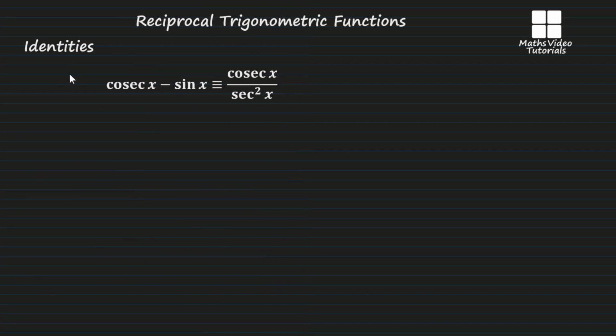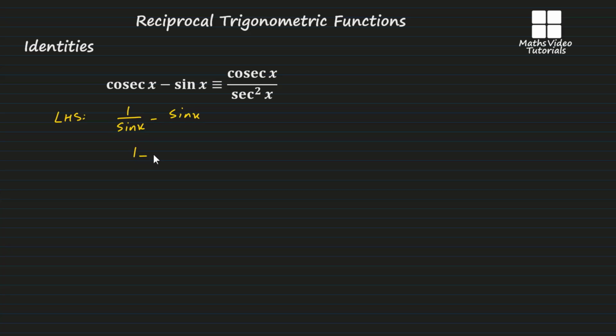Alright, we've got another one to prove. Cosec x minus sine x identical to cosec x over sec squared x. We're going to start from the left hand side and hopefully we arrive at the right hand side. I think that is the best way forward with this one here. We'll see. So on the left hand side, I've got cosec. I'm going to write it down using the regular trig function, which is 1 over sine x minus sine x, and that would be equal to, of course, changing to the common denominator, sine x.